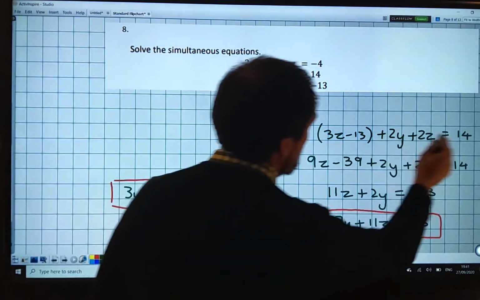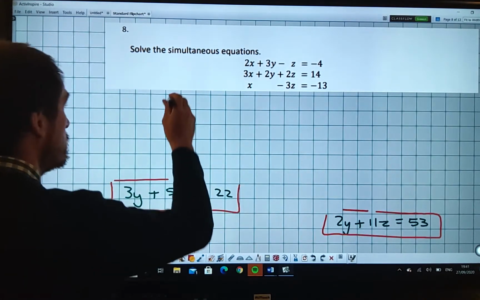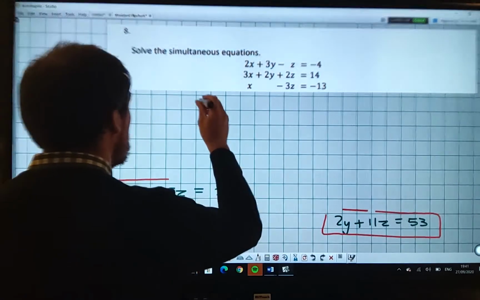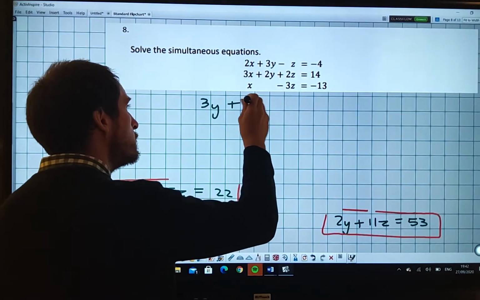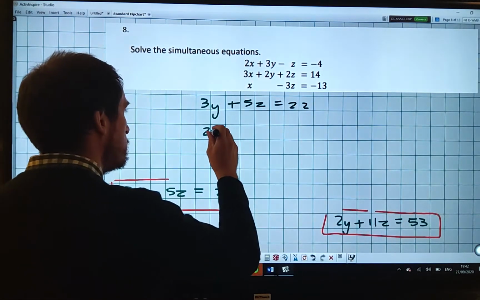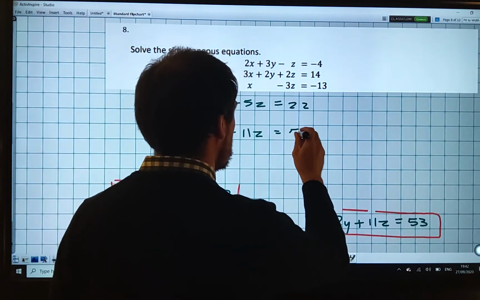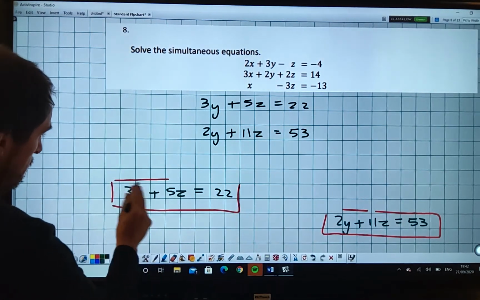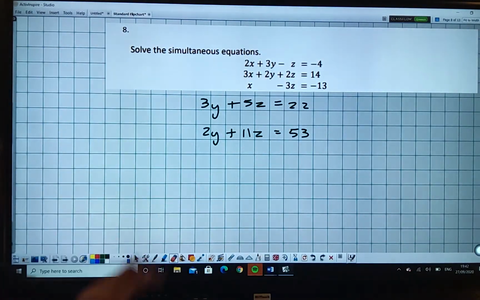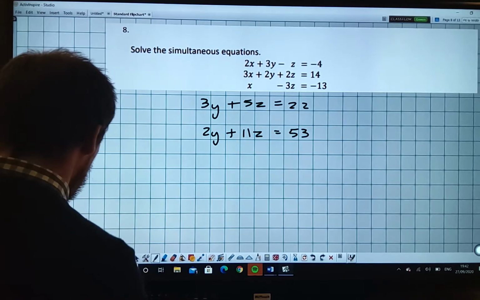Okay, now I'm just going to write these up here, and then it's just simultaneous equations. So we do 3y plus 5z is equal to 22, and 2y plus 11z is equal to 53. Now, the only disadvantage with this board is that if I make a mistake, I can't look back on it. Whereas when you're doing your work, you have it nice and neat, you can look back on it. So I have to be pretty confident with my work.